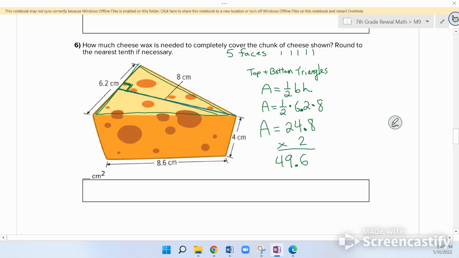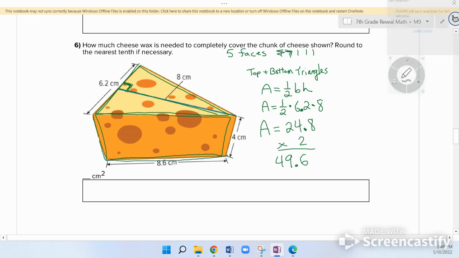So we have taken care of 1, 2 faces. We still need 3 more faces. Each of these 3 faces are rectangles, because in prisms, other than the bases, the other faces are always rectangles. They're called lateral faces. So let's just do the easy one first, the one we can see here, this front rectangle.